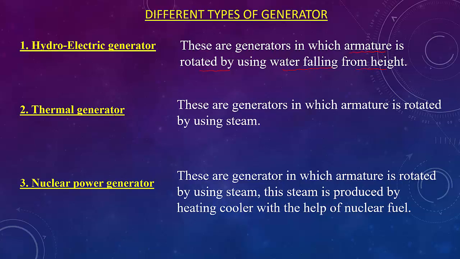Then the second one, the thermal generator. Thermal means heat energy. So these are the generators in which the armature is rotated by using steam. Just by using steam, we rotate the armature. So this type of generator we can call a thermal generator. Then the last one, the nuclear power generator. Again, these are the generators in which the armature is rotated by using steam. How is this steam produced? This steam is produced by heating coolant with the help of nuclear fuel. With the help of this nuclear fuel, they generate heat energy, and using that, the steam is produced. When that steam is applied on the coil, the armature starts to rotate. So we call it a nuclear power generator.